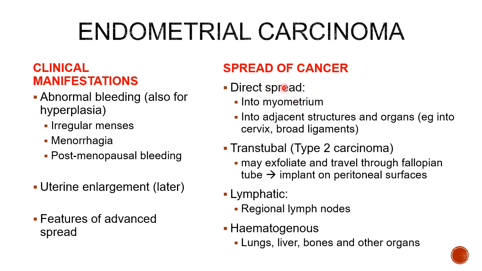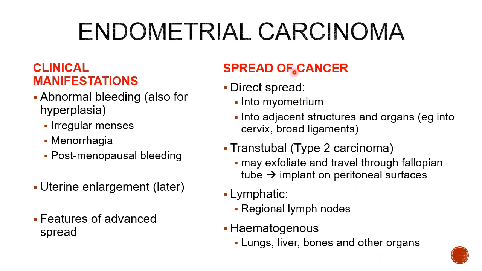So that brings us to the topic of the spread of the cancer. As you know, cancer can spread through direct spread to adjacent organs, or they can have lymphatic spread to regional lymph nodes, or occasionally they can also have hematogenous spread into distant sites and organs, such as into the lungs, the liver, bones, and also other organs in the body.